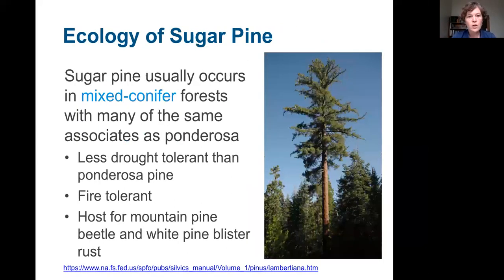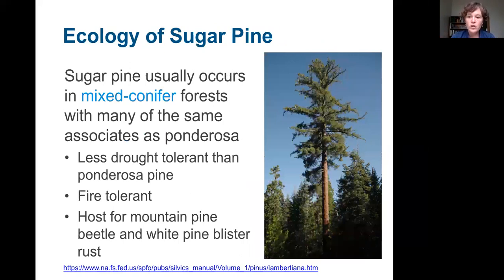Now, if we look at sugar pine, it also occurs in mixed conifer forests, and it has many of the same associates as ponderosa. It is also shade intolerant, which is why it's often the biggest tree in the forest. It's less drought tolerant than ponderosa pine. It likes wetter sites, which is often why you see it higher up, whereas ponderosa pine will be the first pine species you'll see in the true conifer zone. You move out of the chaparral and through the oak and gray pine, and when you really start to see coniferous forests become continuous, it's almost always ponderosa pine. So sugar pine is less drought tolerant than ponderosa pine.